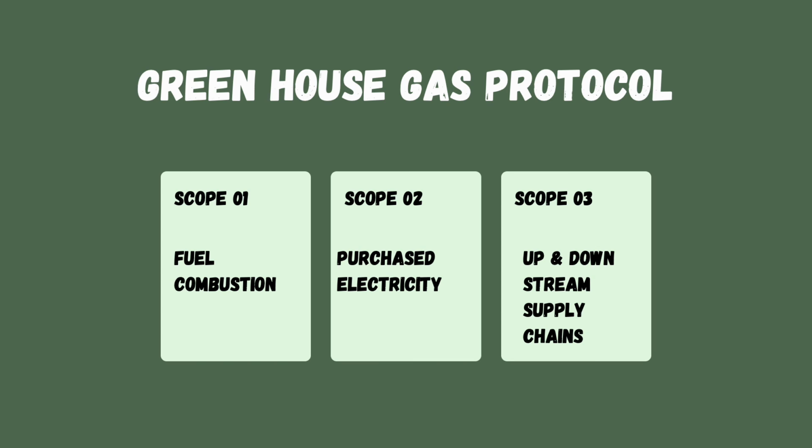Scope 2 emissions are the purchased energy. So electricity is the most common Scope 2 emission. Sometimes in industrial areas, you might be able to buy steam, but this is quite rare.